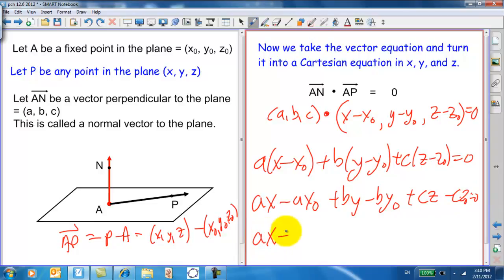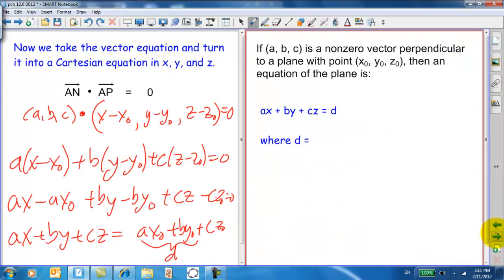Or AX plus BY plus CZ equals AX naught plus BY naught plus CZ naught. And replace all this with the constant. So there's our variables x, y, and z, the point in the plane. There's that normal vector ABC. So it works out in 3D as well, that the coefficients on the variables end up being a vector perpendicular to the thing you're trying to describe, in this case a plane.